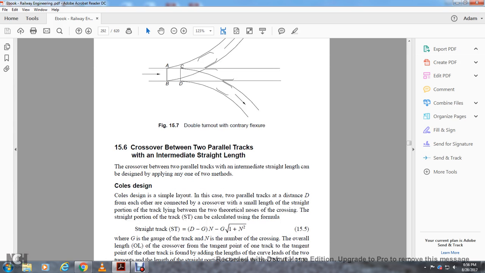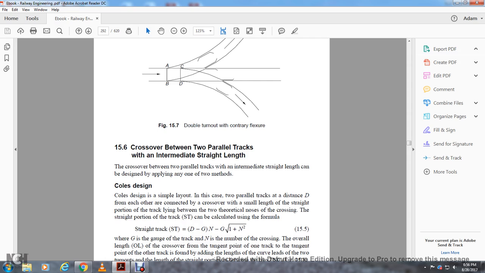Crossover between two parallel tracks with an intermediate straight length. A crossover between two parallel tracks with an intermediate straight length can be designed by applying two methods. The Coldine simple line method, in the case of two parallel tracks at distance d, connects them with a crossover over a small length, with the straight portion of the track between the two theoretical nodes of the crossings, the straight portion of the track.